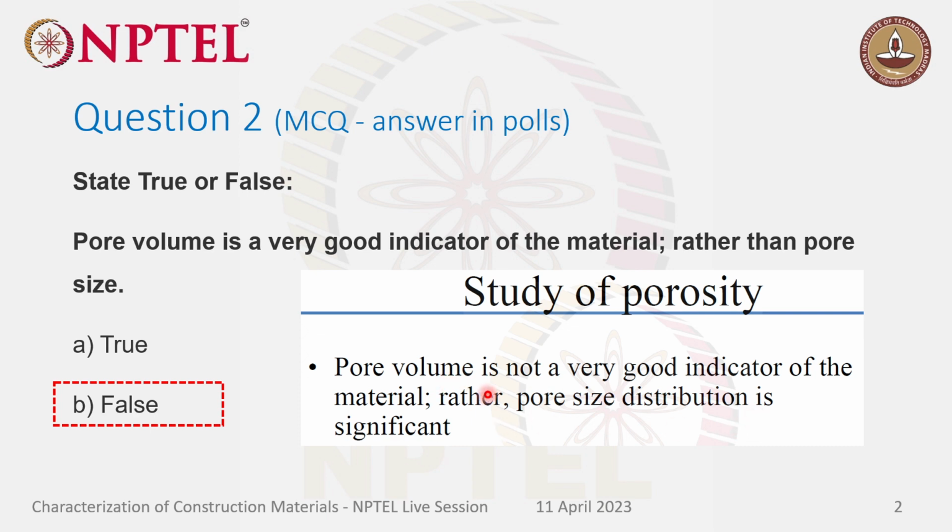If a particular sample has very small pores, the total volume could be 10 centimeter cube. But if you take a cube with only one pore, that can be equal to the size of 10 centimeter cube. So in that regard, we should know the pore size distribution rather than pore volume. I hope you got it now.